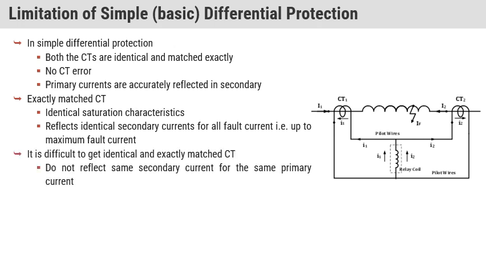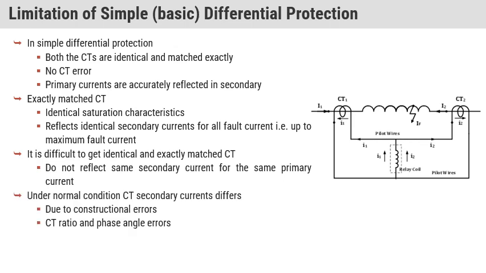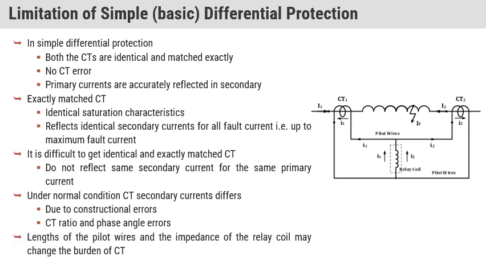Okay, so it is difficult to get identical and exactly matched CTs. So this is the first limitation: they do not reflect the same secondary current for the same primary current. Under normal conditions, CT secondary current differs due to the construction error and CT ratio and phase angle errors. Lengths of pilot wires and impedance of the relay coil may change the burden of the CT. So this is another limitation.